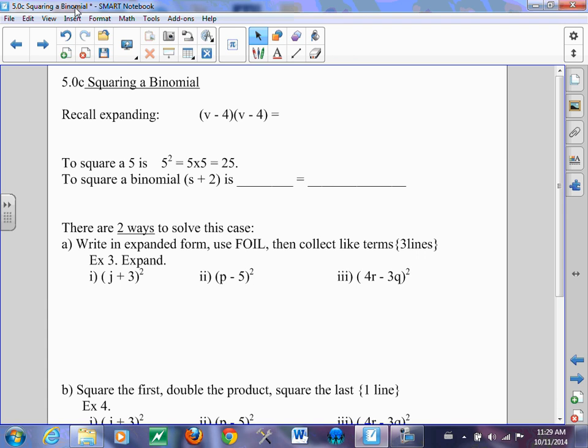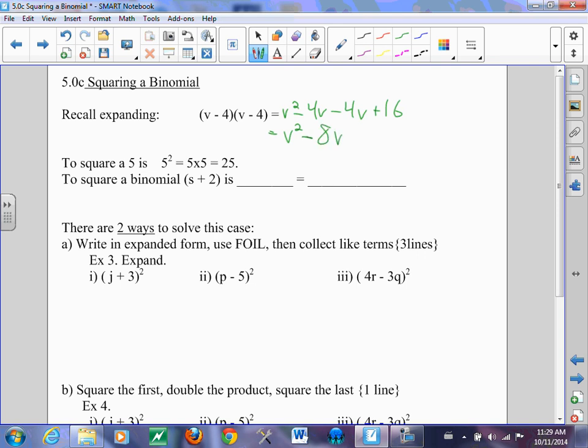So basically, ladies and gentlemen, if we take a look at what we did last day, and we did FOIL, first would be v squared, outside would be -4v, inside would be -4v again, and last is going to be plus 16. Collect like terms, and you've got v squared minus 8v plus 16. Okay? The one thing I want you to note here, folks, is to note the same middle terms.